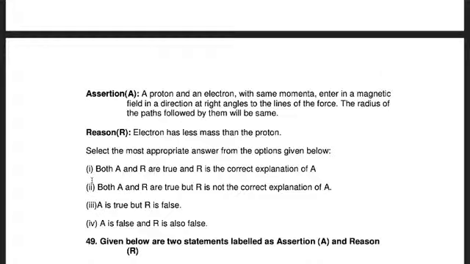Option 1, both A and R are true, R is the correct explanation of A. Option 2, both A and R are true, but R is not the correct explanation of A. Option 3, A is true, but R is false. Option 4, A is false and R is also false. The answer is option 2, both A and R are true, but R is not the correct explanation of A.